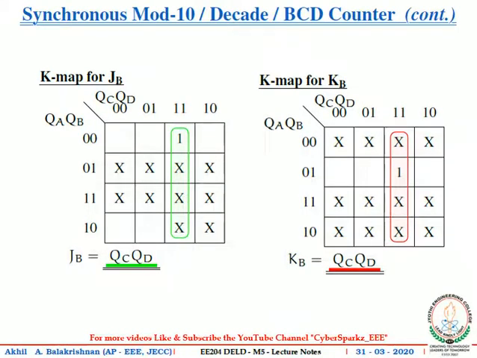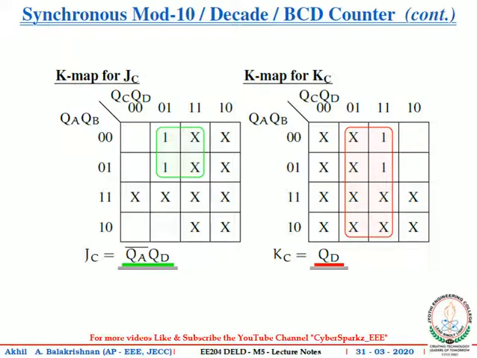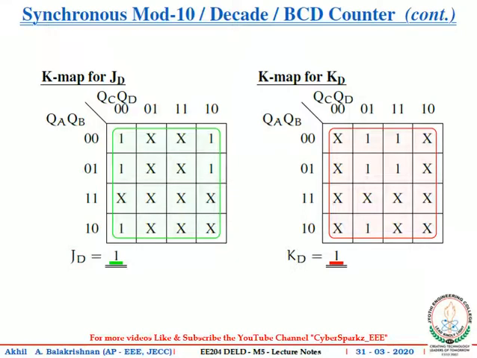On the left side we can see the K-map for JB, and on simplification JB is obtained as QC QD. On the right side we can see the K-map for KB, and KB is also obtained as QC QD. On the left side we can see the K-map for JC, and JC is obtained as QA bar QD. On the right side we can see the K-map for KC, and KC is obtained as QD. On the left side we can see the K-map for JD, and JD is obtained as 1, and on the right side the K-map for KD, and KD is obtained as 1.